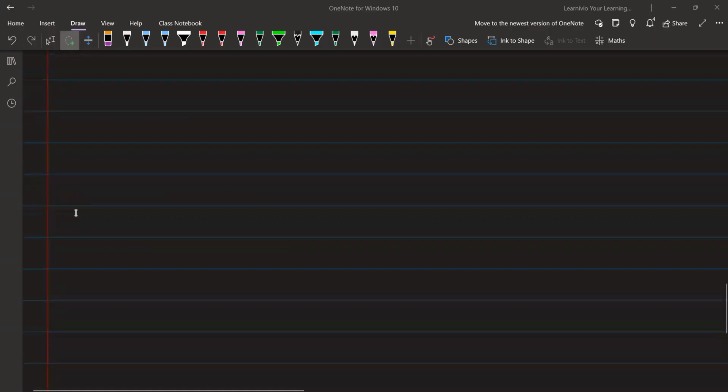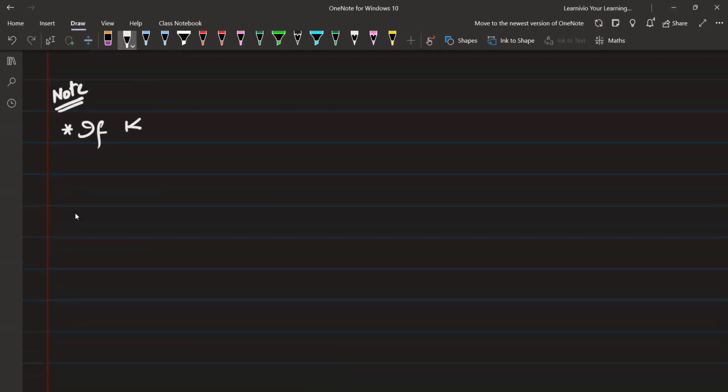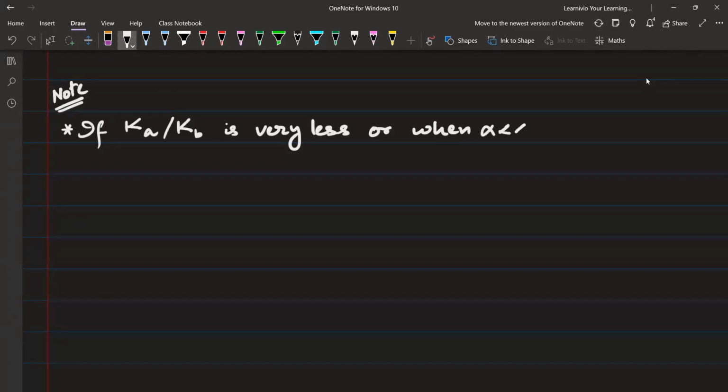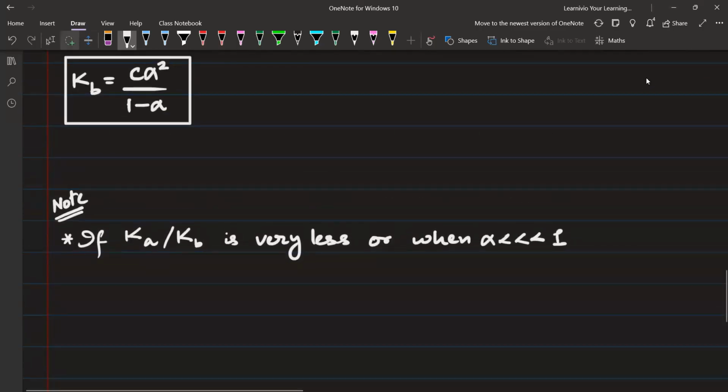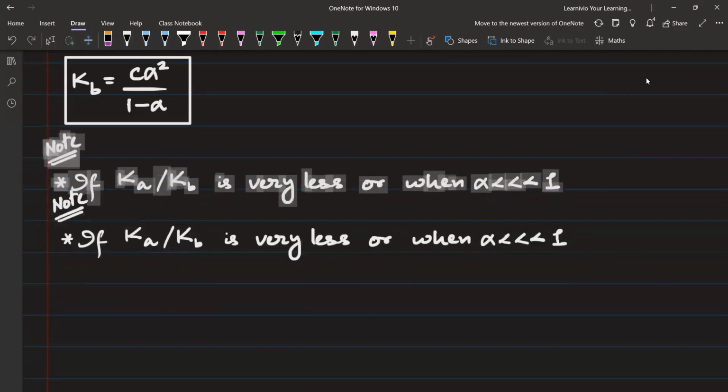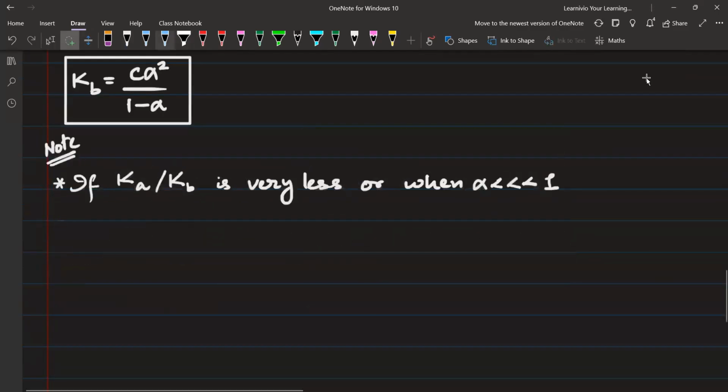Okay, write a few notes. Note: if Ka or Kb is very less, or when alpha is very less than 1. Now you can see that here, in 1 minus alpha, if the alpha is very less than 1, then it does not really mean anything to subtract from 1. है ना?